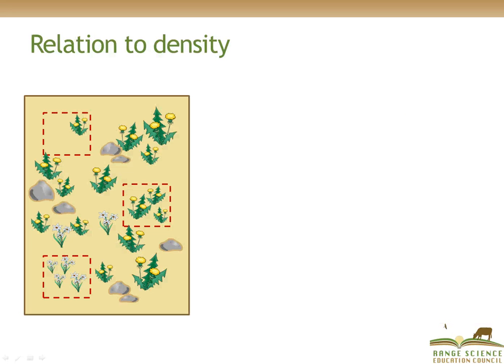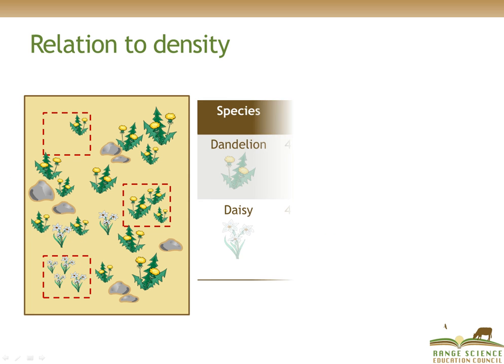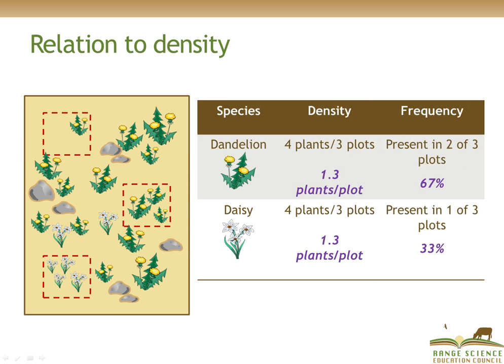Now let's consider the relationship between frequency and density. In this schematic, we have 2 species, a dandelion and a daisy, and we're going to calculate the density and frequency of both species using these 3 quadrats. The dandelion is present in 2 of the 3 quadrats, and there's 1 plant here and 3 plants here. So we have a total of 4 plants in 3 plots, which calculates to 1.3 plants per plot.